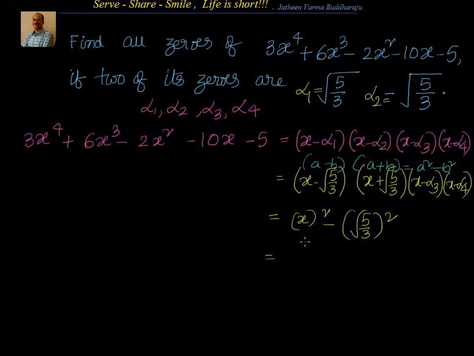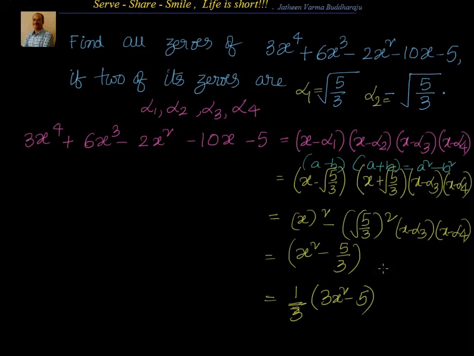So this becomes x square minus 5 divided by 3, nothing but equal to, if you take 1 by 3 out, 1 by 3 into 3x square minus 5. So what is left out after that? We have x minus alpha 3, x minus alpha 4 still with us. So this needs to be multiplied with x minus alpha 3, x minus alpha 4. Same thing here, we are just simplifying the first two. We have x minus alpha 3, x minus alpha 4. Here also we have x minus alpha 3 and x minus alpha 4. Okay, now we have to find out alpha 3 and alpha 4.